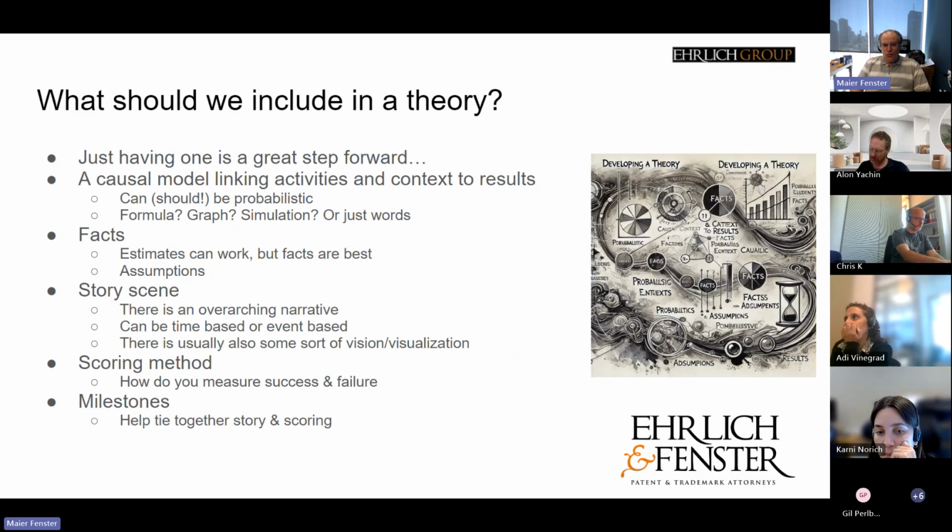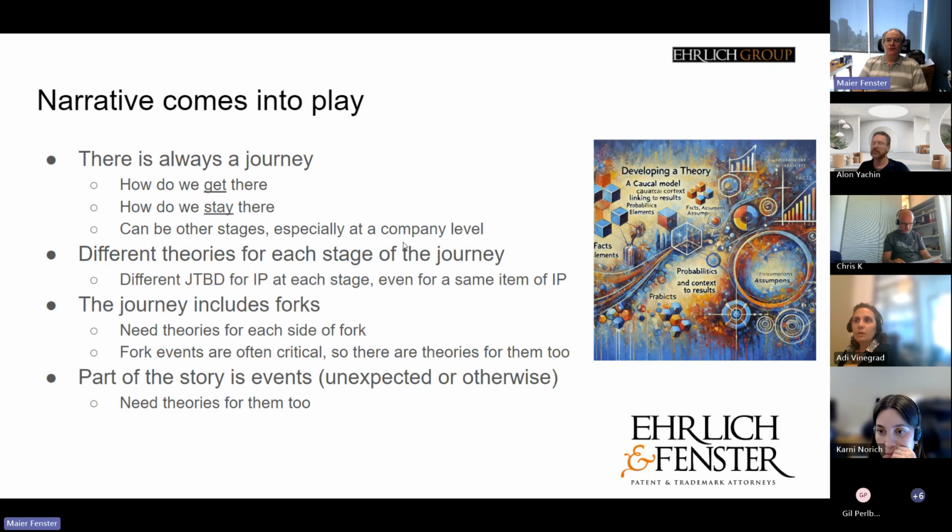I said before, we want to be measurable so that we can compare different alternatives. And like everything else that you're tracking in project management, having milestones is really important because that ties together your story and your score and prevents you from saying, oh, it's nearly done, it's nearly done. Let's talk about narrative.